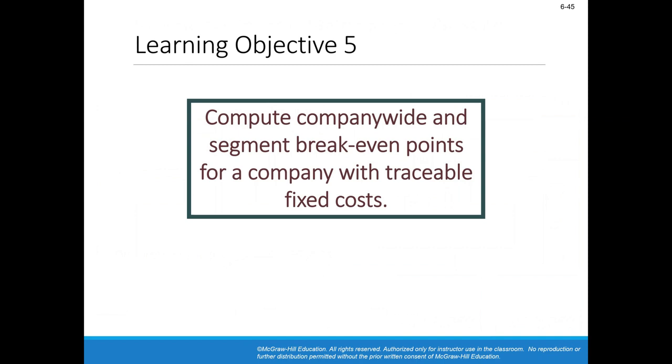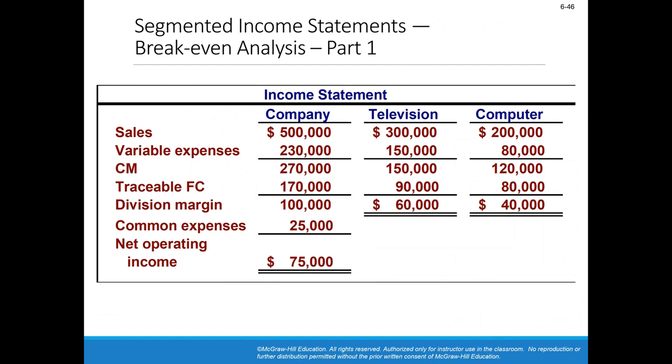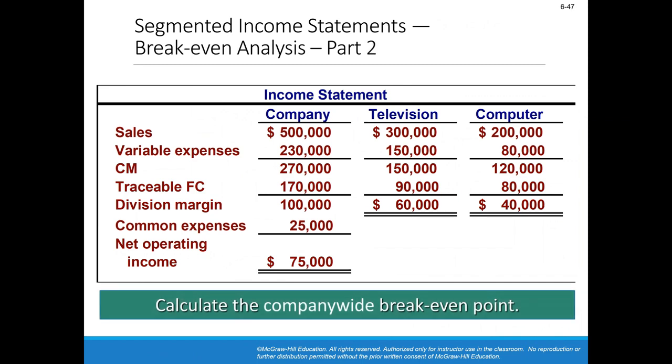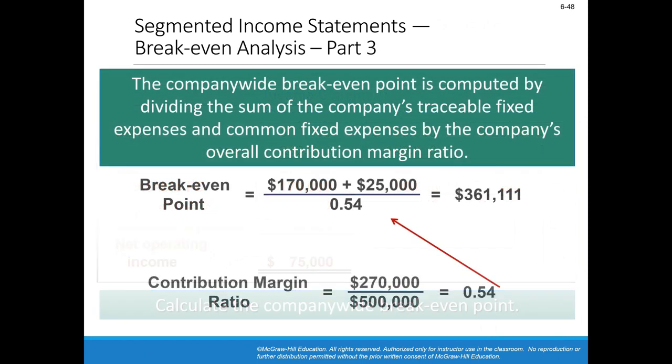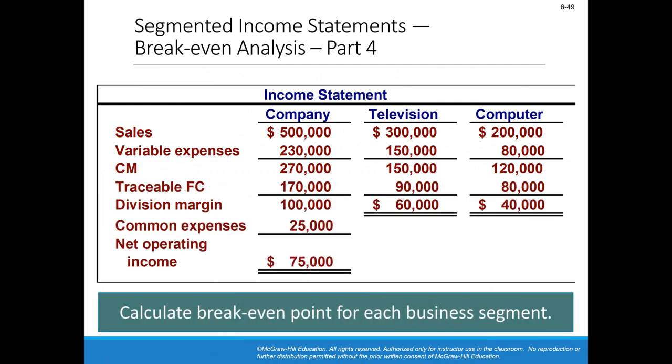So compute company-wide and segment break-even points for a company with traceable fixed costs. All right, so here is the information again that we're looking at, and we're going to calculate the company-wide break-even point. Okay, and so break-even point is equal to, again, the fixed cost divided by the contribution margin. All right, and so that's $361,000.